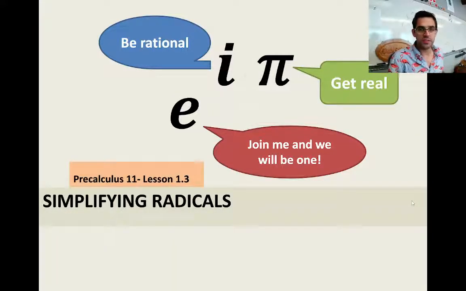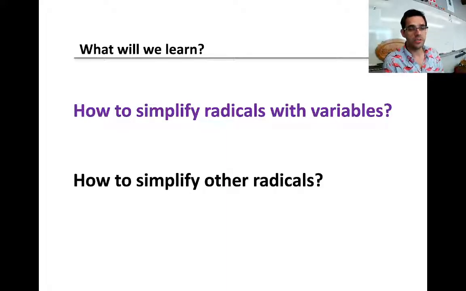All right, this is lesson 1.3 in our Pre-Calc 11 class. Unit 1 is called Radicals and Rational Exponents. Lesson 3 is called Simplifying Radicals. In the last lesson, we looked at simplifying radicals geometrically. For any form of math, looking at the geometric representation is usually the best place to understand it conceptually.